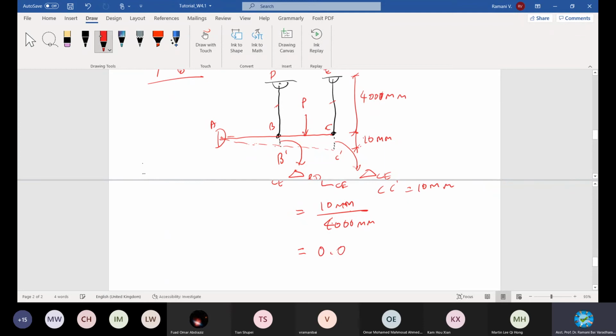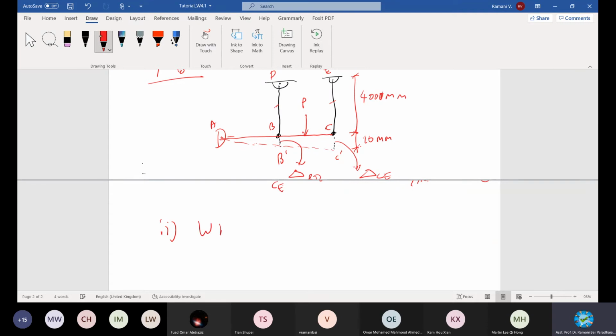You will get the answer, please check later because time is running. I'm sure you will get the same answer. This is the answer for the strain at CE. That is one solution. Now we have to get the other answer. Let's go on to the second cable.